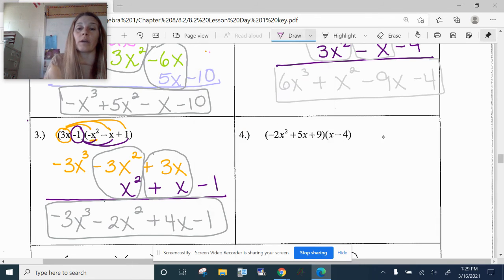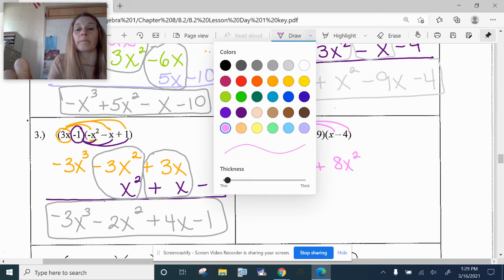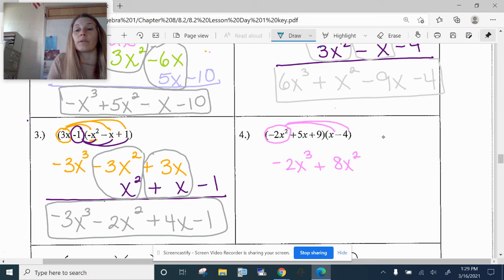All right, next one, I'm just going to start out by distributing with this negative 2. And I'm going to distribute to both my x and my negative 4. So negative 2x squared times x is negative 2x to the third. Negative 2x squared times negative 4 is positive 8, and then it's still just an x squared. So now I'm going to go to my second term, the 5x. I'm going to distribute that to both. 5x times x is 5x squared, and 5x times negative 4 is negative 20x.